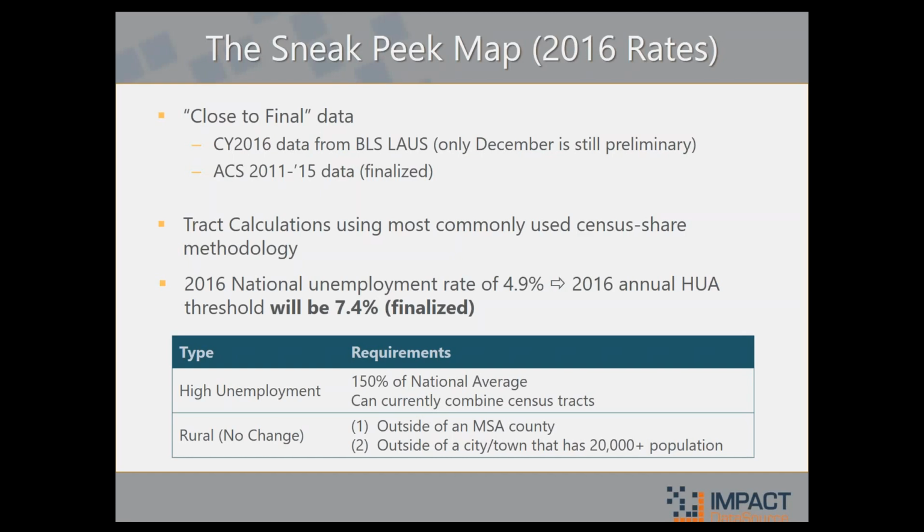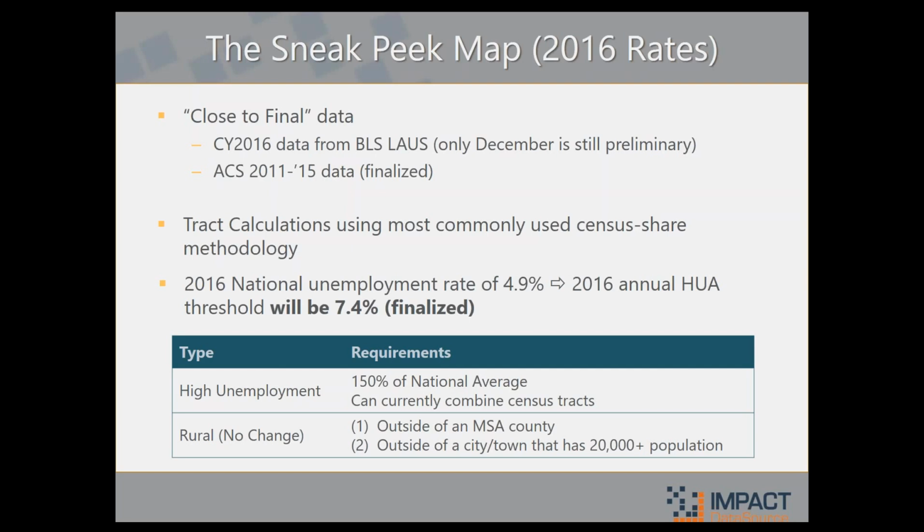So what does the map represent and what does it not? Again, it's close to final data for calendar year 2016. Most states between April and June will be switching over from calendar year 2015 data to calendar year 2016 data. I say close to final because we have the majority of the data available to get very close to what the data will be when it's finalized in a few months. Really the only missing piece is from the BLS side for the calendar 2016 data.